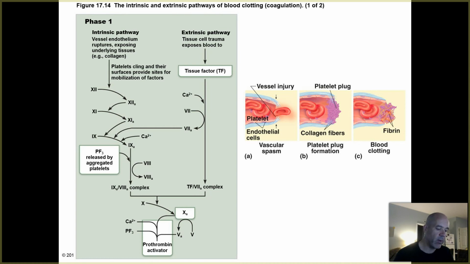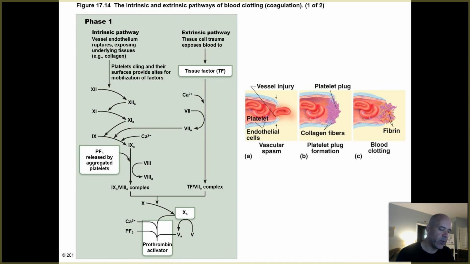All right, if we keep following the story on this one called the intrinsic pathway. The reason why this is called the intrinsic pathway is because all of these different factors that are involved in this pathway are natural normal components of the blood, or they are intrinsic to the blood. That's where that name comes from.